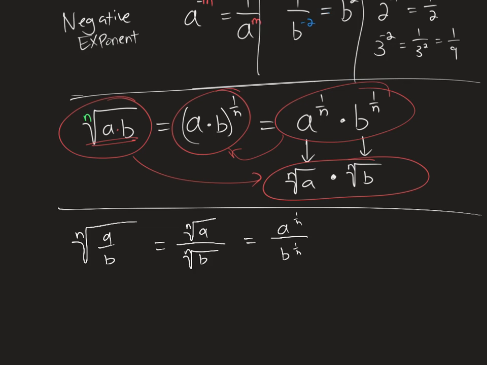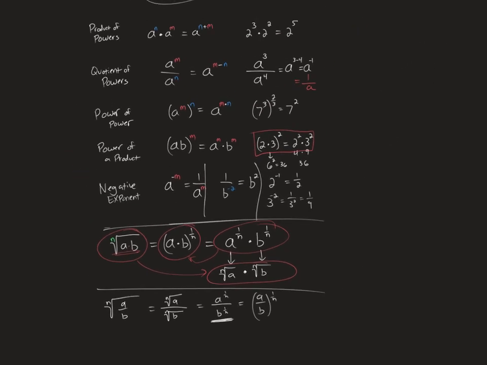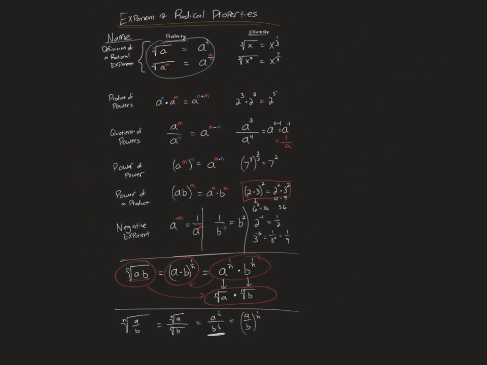And we can say that in total, that's a over b to the 1/nth, right? We're not using the product property here because we're dividing. So this is kind of like reverse distribution, but for division. Right, so we've got a total of these properties here. I hope that you find this useful.